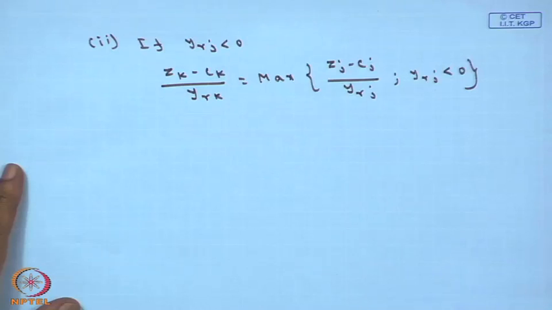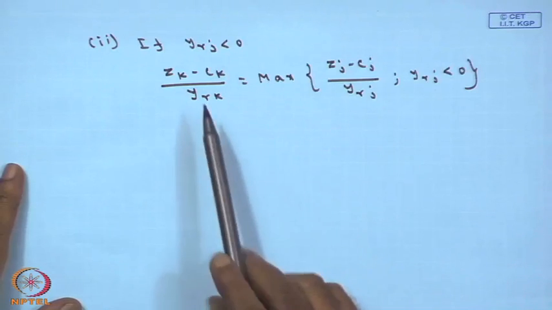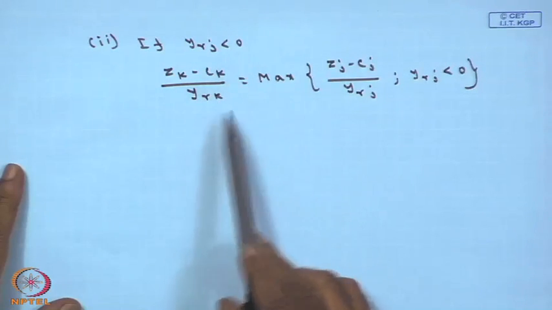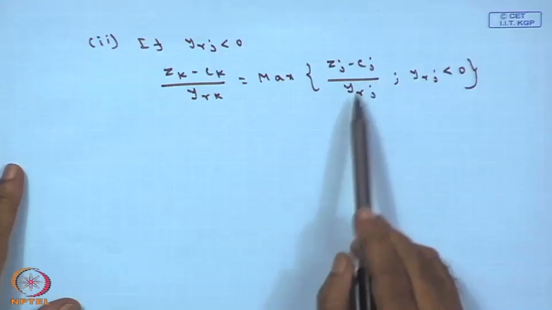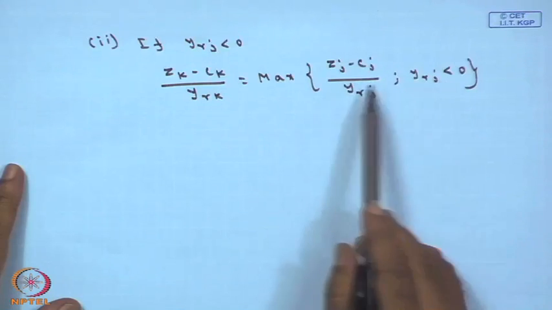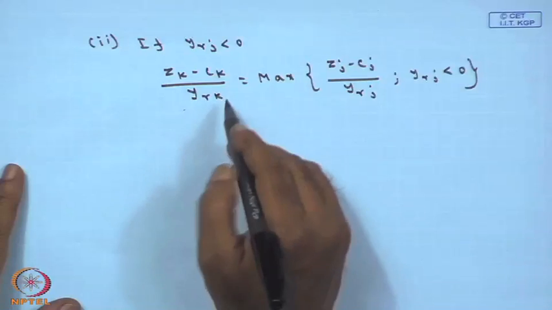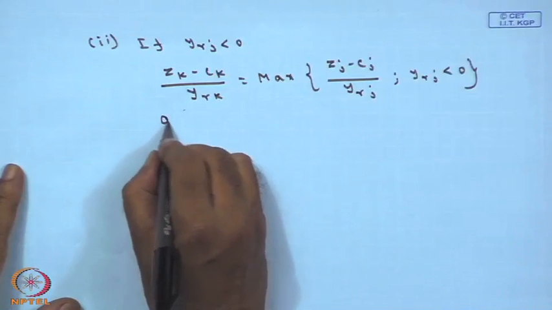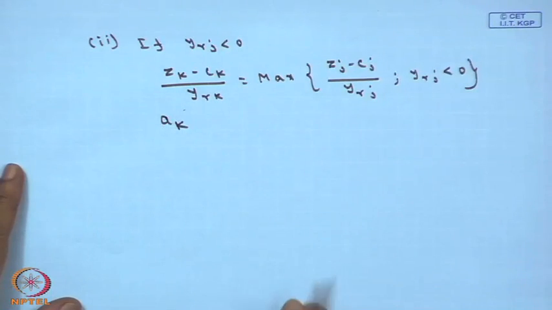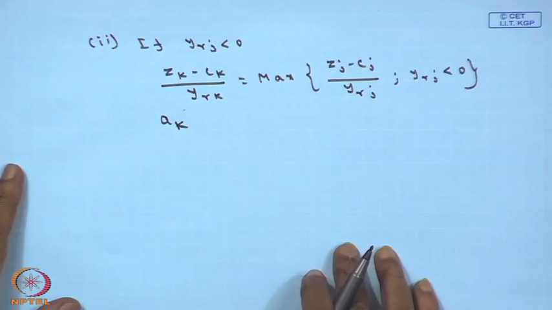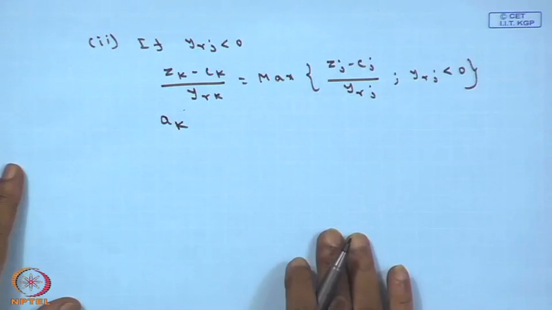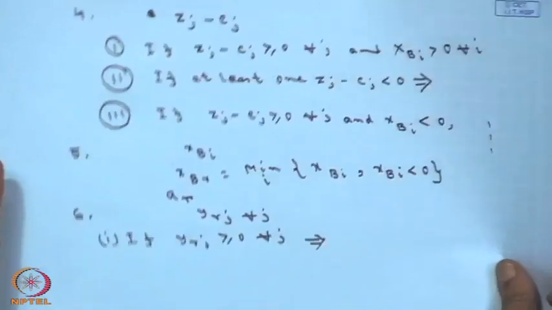So, if y_rj is less than 0, compute the max of z_j minus c_j by y_rj. If the value is, say, z_k minus c_k by y_rk, then the corresponding vector a_k will enter into the basis. So, these are the two mechanisms by which we decide which vector will depart and which vector will enter the basis. I think it is clear, I may repeat only once more.